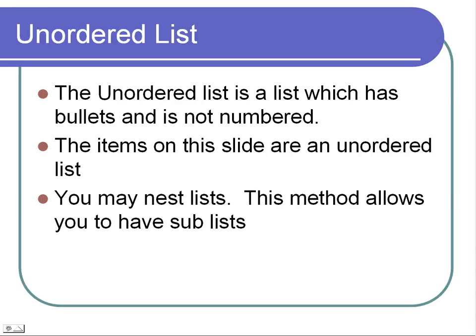The first type of list is an unordered list, and there are two types of list, ordered and unordered. An unordered list is bulleted, it's not numbered. The items on this slide are an unordered list. You can see the bullets, the little circular dots on the left-hand side. You can put a list inside of a list, and this gives you what you call nested lists.